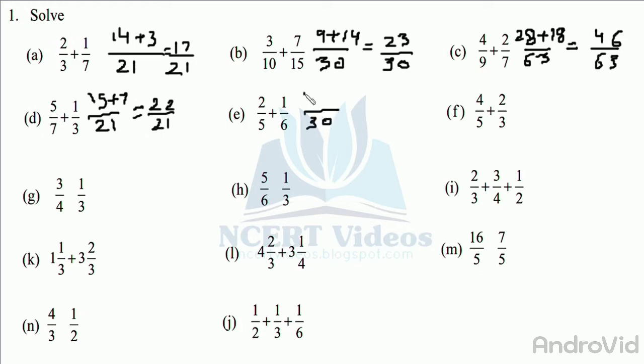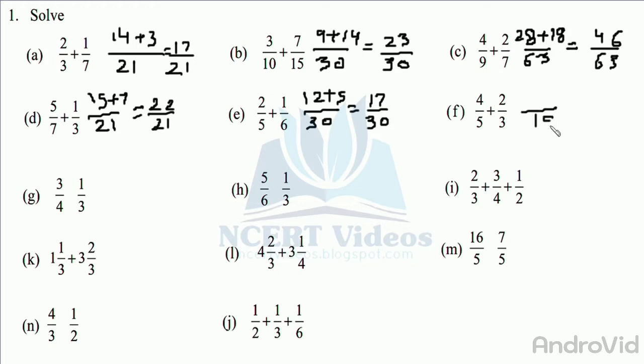5 6s are 30, 6 2s are 12 plus 5 1s are 5. That would give you 17 over 30 as your answer.